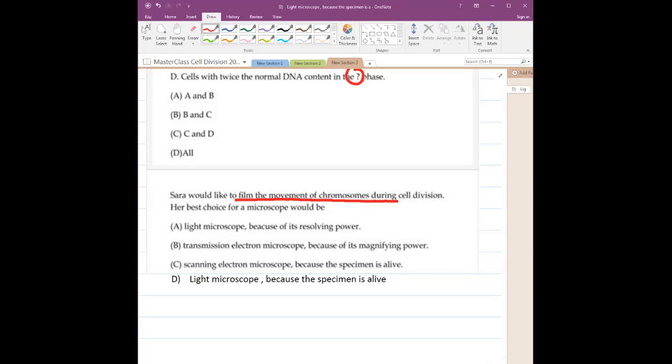What do you guys think? Light microscope, meaning your compound microscope. Akanksha has given me the right answer. Vaishnavi is also right. The right answer is light microscope, but not because of its resolving power, since a light microscope doesn't have great resolving power. We choose it because the specimen is alive. In a transmission electron microscope the specimen has to be killed, and in a scanning electron microscope the specimen has to be killed.